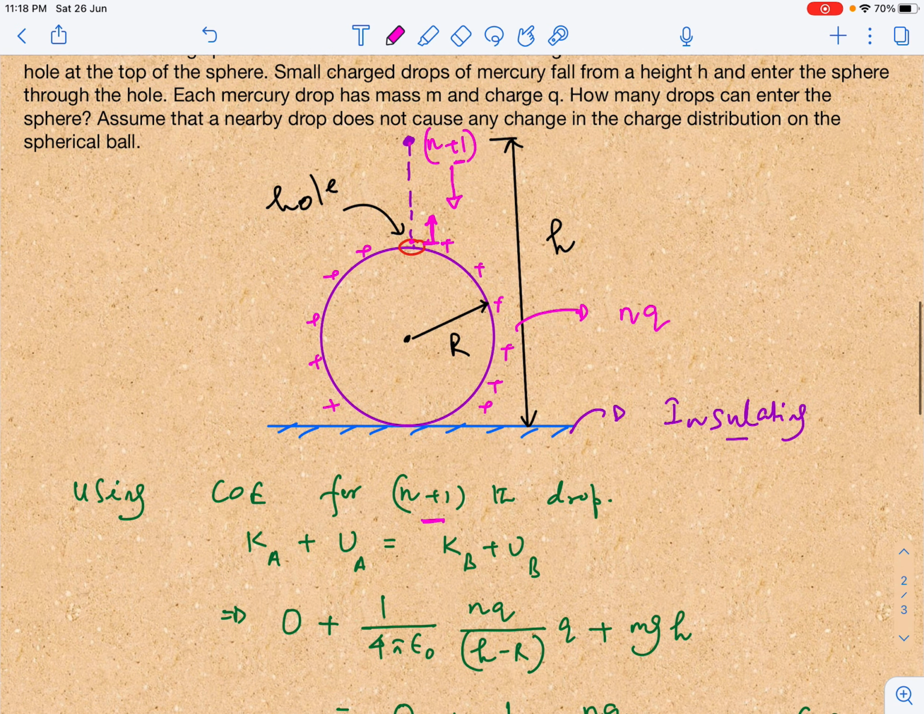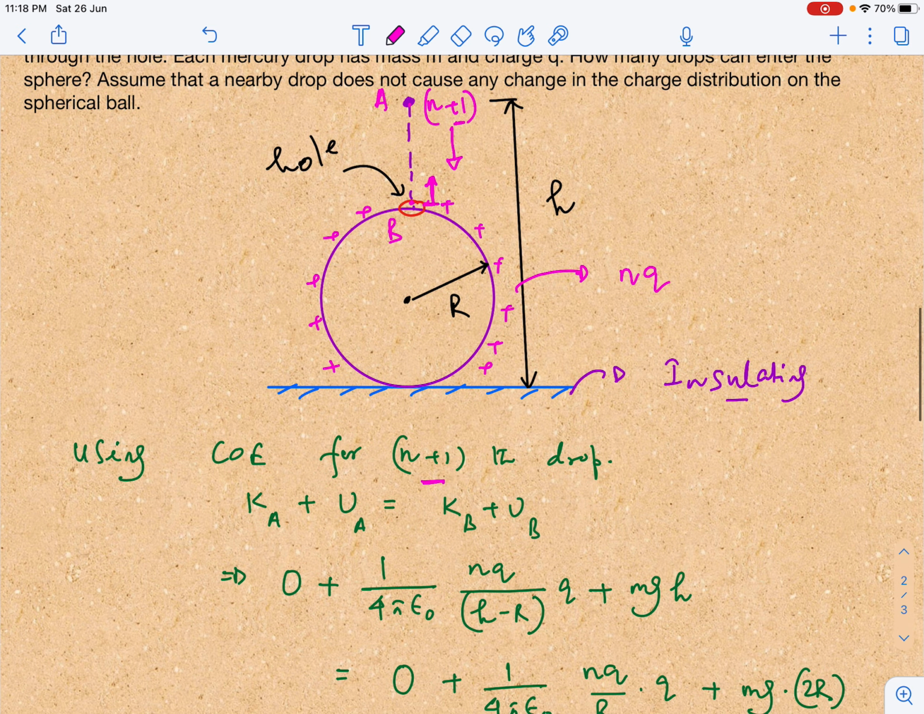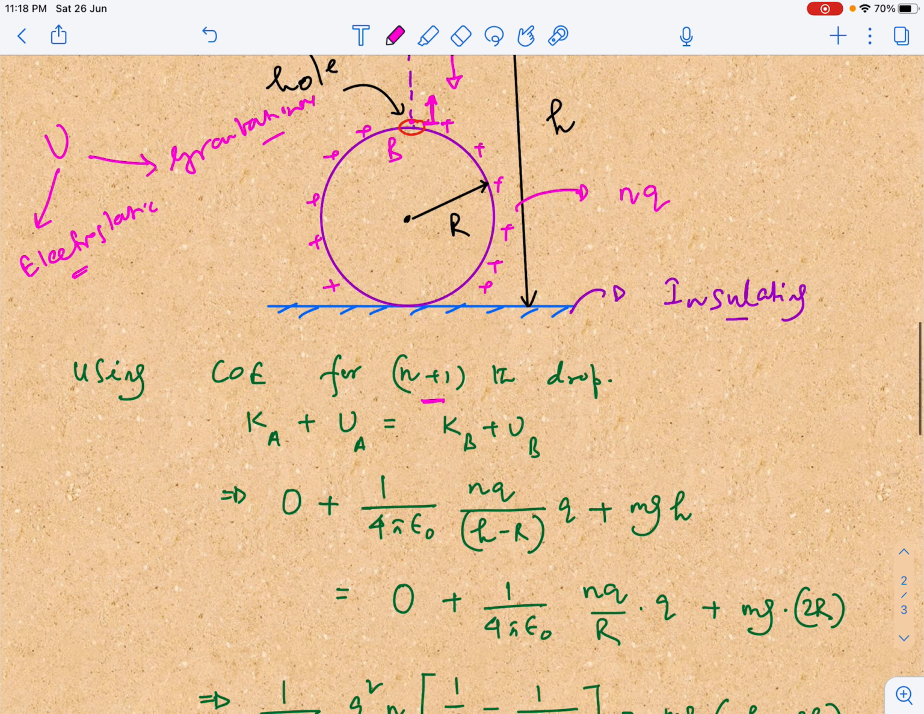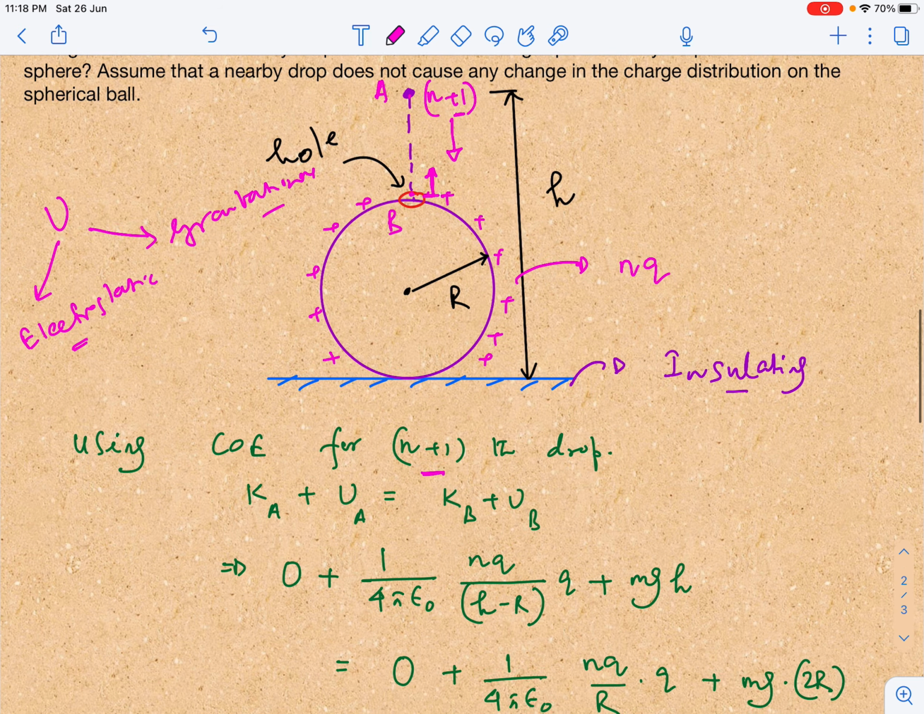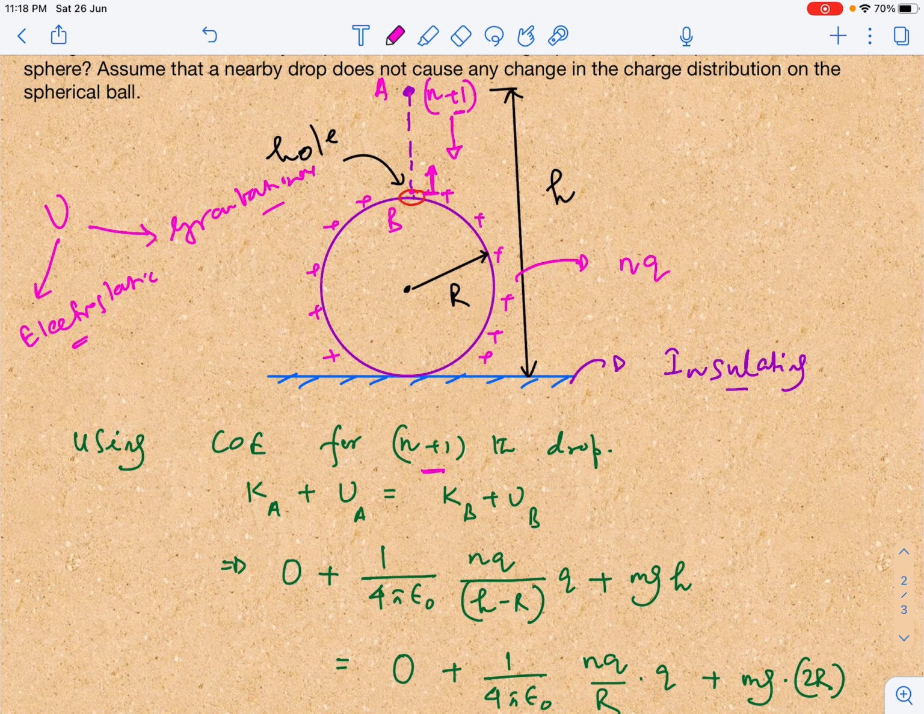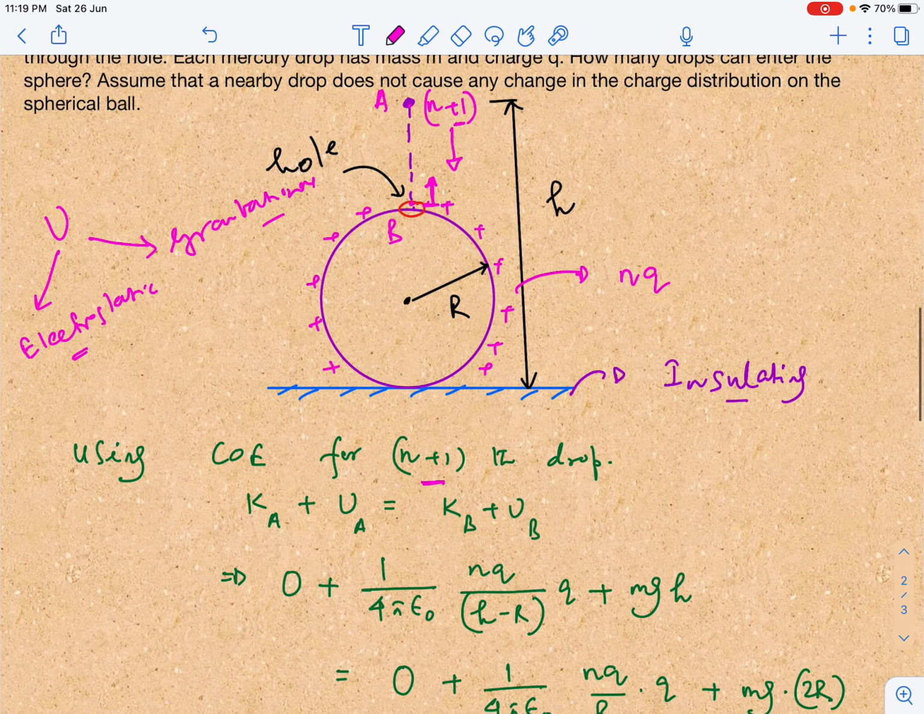So kinetic energy at point A, this is point A, and I'm taking this as point B. Kinetic energy at point A plus potential energy at point A is equal to kinetic energy at point B plus potential energy at point B. When I'm talking about the potential energy, there are two potential energies. One is the electrostatic potential energy, and another one is the gravitational potential energy. Both the forces are central forces, both are conservative forces. Anyway, what is the potential energy at point A? It is simply 1 by 4 pi epsilon naught, nq is the charge on this shell, into the n plus 1th charge that is falling.